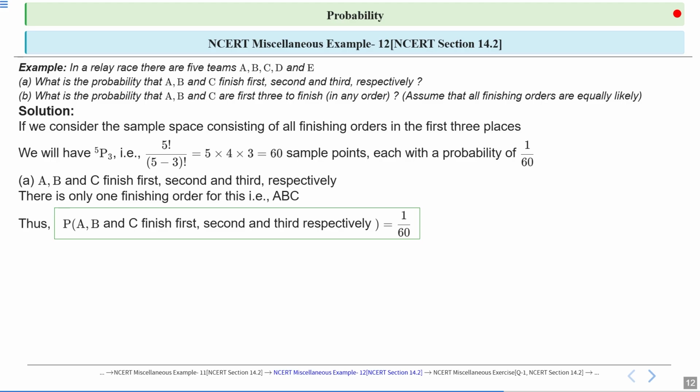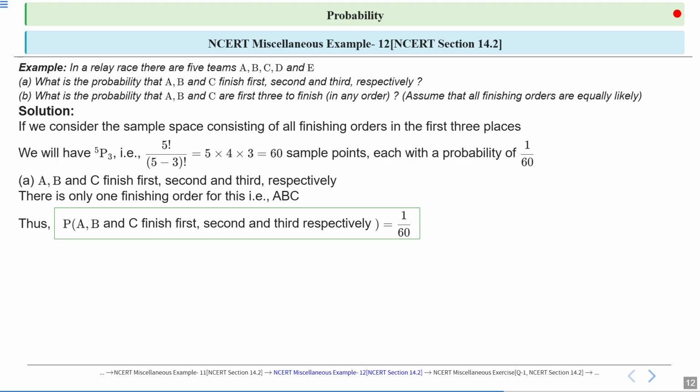So now, what is the probability that A, B, and C finish first, second, and third? In the sample space, we have 60 sample points. Out of these 60 sample points, there is only one finishing order for A, B, C finishing first, second, and third. This is basically A, B, C. So the probability of A, B, and C finishing first, second, and third respectively is basically 1 by 60.